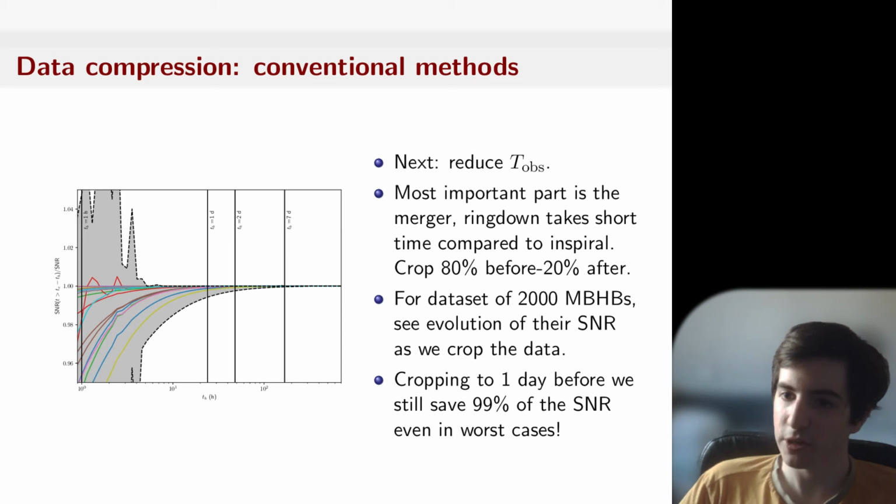The shaded regions are the contours of the SNR as we crop more and more of the inspiral from right to left. Some examples from the 2000 are shown in the form of the colored curves. For very short times, we get that sometimes the SNR increases, which is strange, but we attribute it to some numerical error at these short times. Anyway, we see that if we cut to 1 day before the merger, even in the worst case scenario from our dataset, we still keep over 99% of the SNR, so we decided that it would be appropriate given the massive compression that it means.